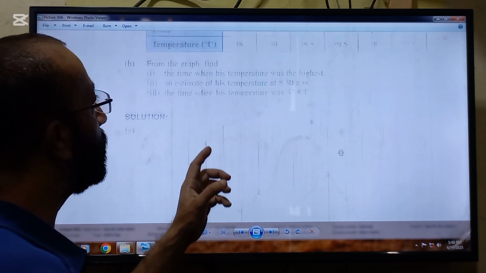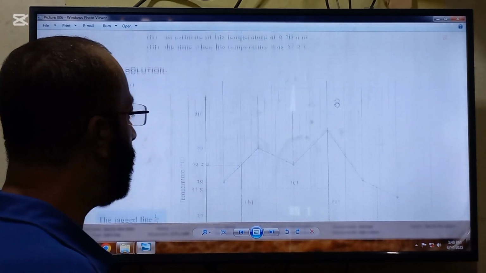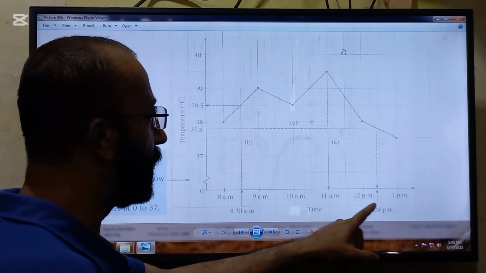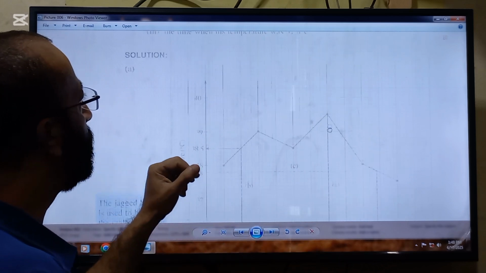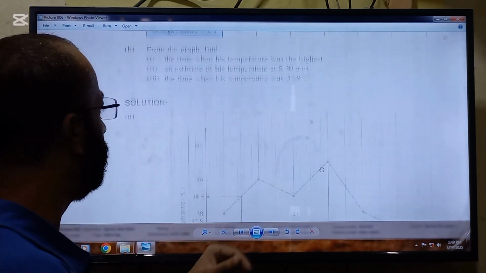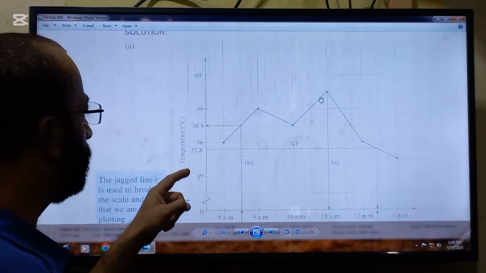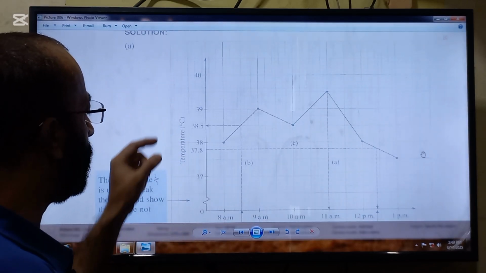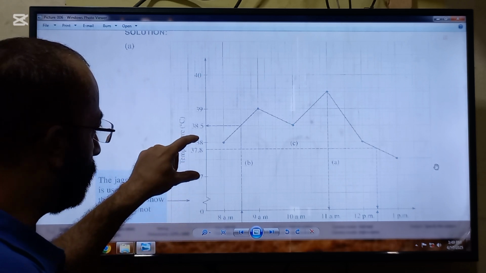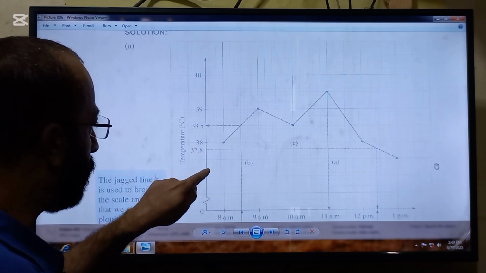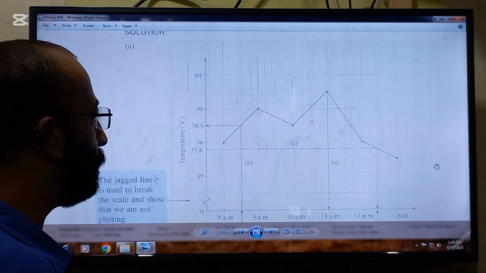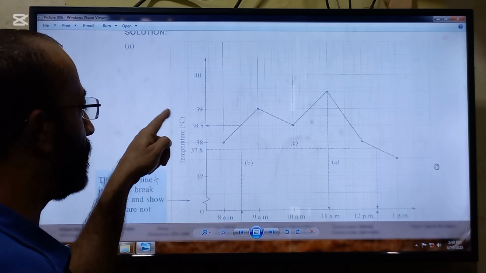So time is starting from 8 a.m. till 1 p.m. Here is 8, then 9, 10, 11, 12, and 1. And temperature is from 37 to 40. So 37, 38, 39, 40. Look carefully between these two values: there are 10 small boxes. It means one small box will represent 0.1 degree of temperature.